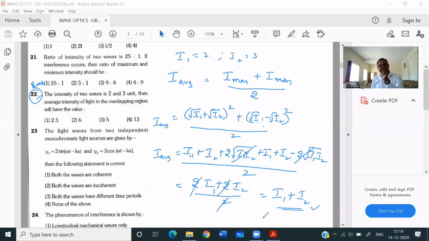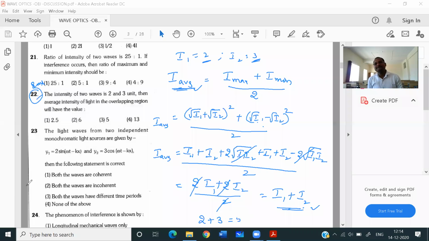You need to remember this formula also. When the intensities of two waves are given, the average intensity is directly I1 plus I2. Remember this important formula. Now I1 is given as 2 and I2 is given as 3. So 2 plus 3 is 5. So the answer should be 5. Yes, option 3 is there, 5.